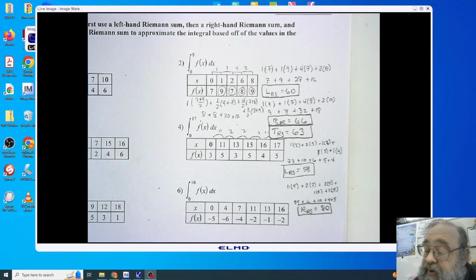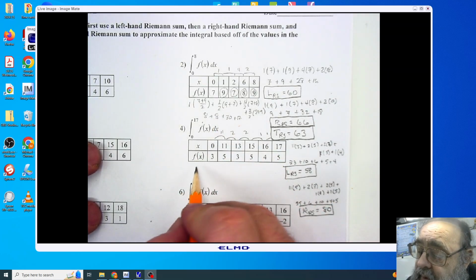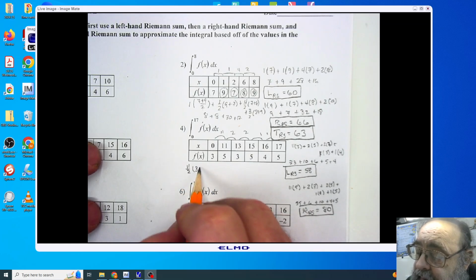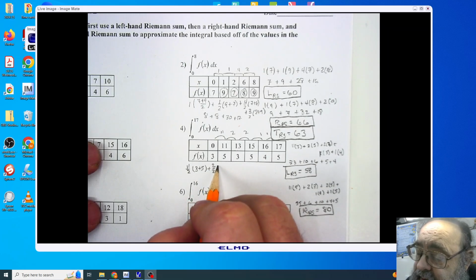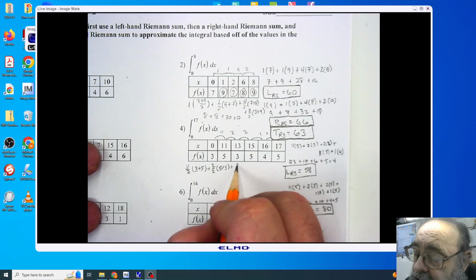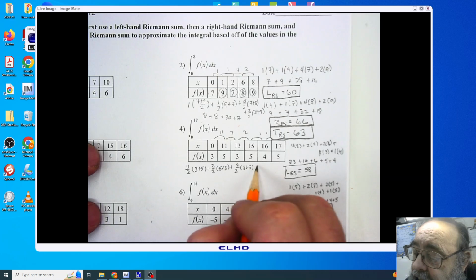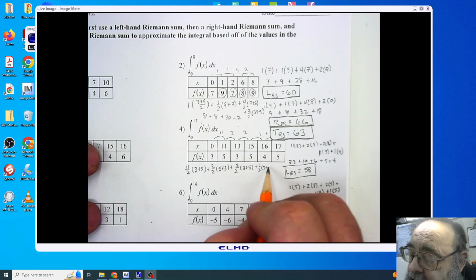Finally, the trapezoidal Riemann sum, same lengths. Now keep in mind, I'm going to follow through by doing the length divided by 2 times the sum, 3 plus 5, plus the length divided by 2, 5 plus 3, plus the length divided by 2, 3 plus 5. The length divided by 2, 5 plus 4. The length divided by 2, 1/2, 4 plus 5.